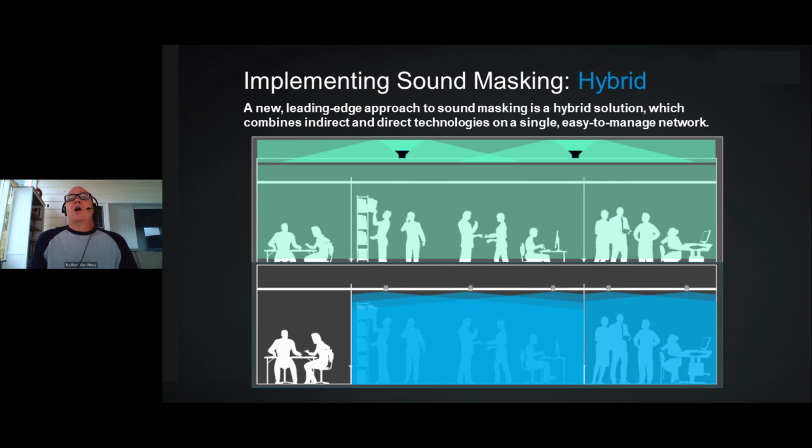A brand new sound masking solution introduced by Biamp earlier this year is a hybrid approach. It enables the installation of both indirect and direct sound masking technologies on a single unified network. So you could consider that we might have indirect sound masking installed on an upper floor, and then on a different floor of the building, we might decide it's better to install a direct field sound masking system because of office acoustics variables.